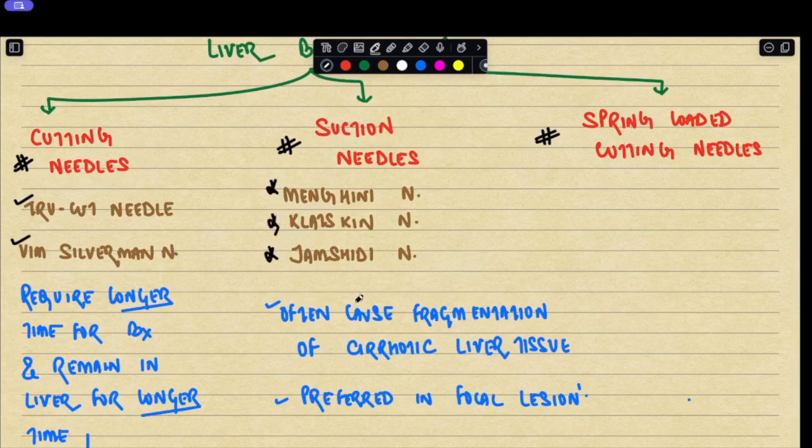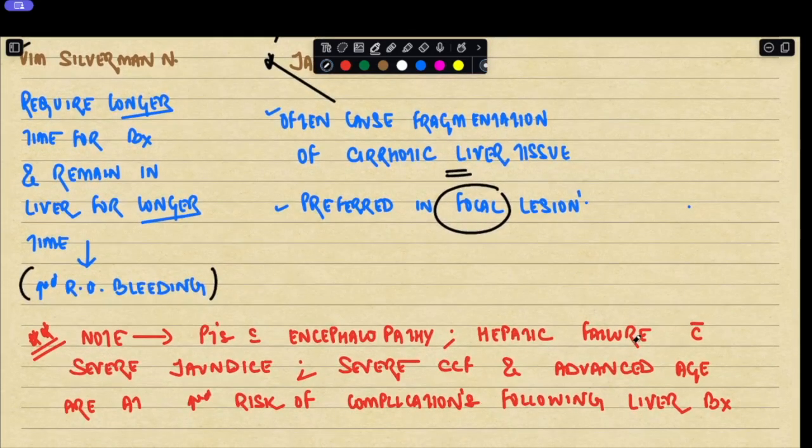Don't worry, I am going to show each of these needles. These suction needles often cause fragmentation of a cirrhotic liver and they are preferred mainly in focal lesions. Always remember when you are carrying out this liver biopsy procedure, patients with encephalopathy, hepatic failure, severe jaundice or severe heart failure in an advanced stage are at an increased risk of complications following liver biopsy.